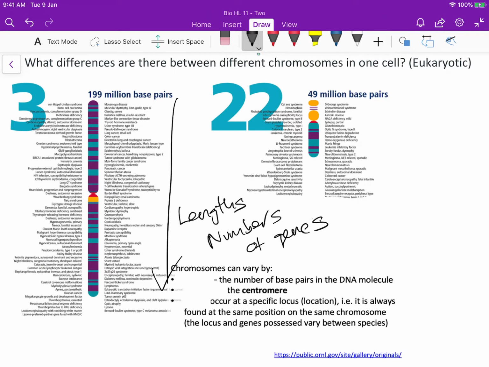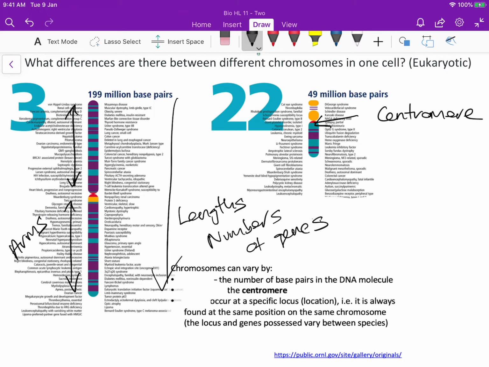We also have this position here, the midpoint, the centromere. The centromeres are in different positions. And we can think about how long these are. These can be called arms. So the arms of the chromosome are different.